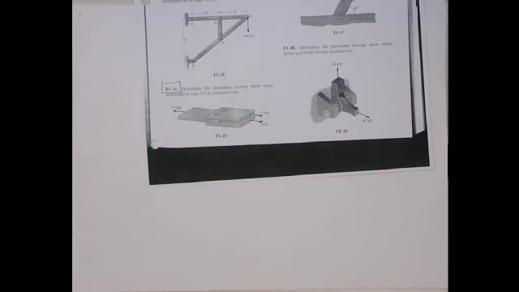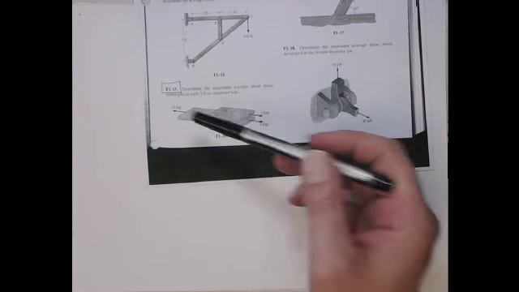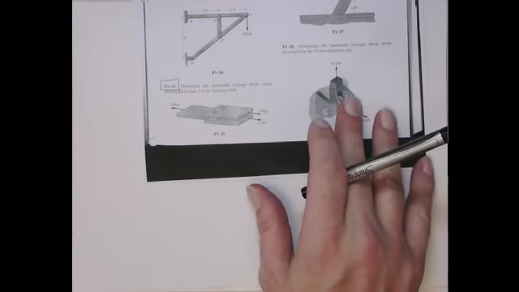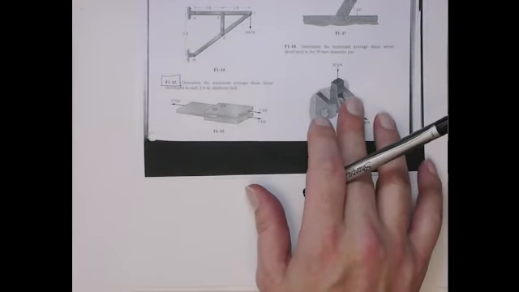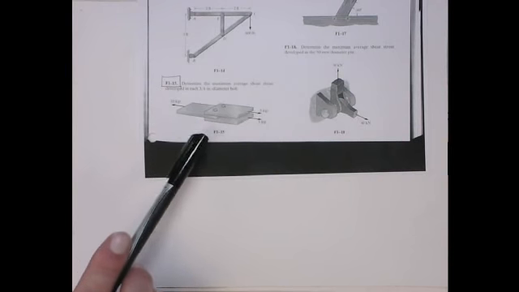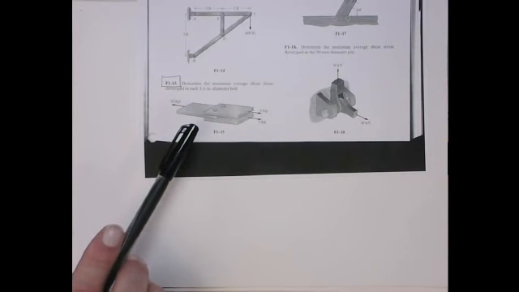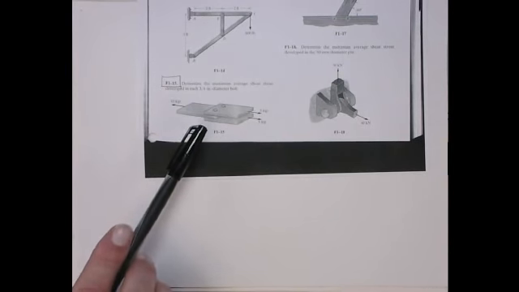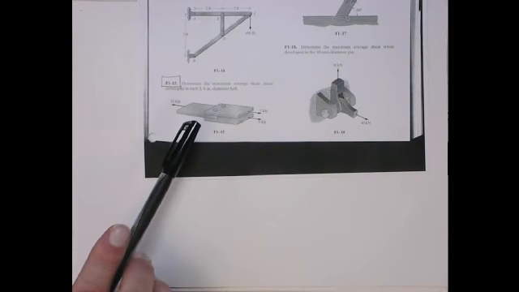Okay, so in this video we're going to solve problem F1-15 in Hibbeler. This is a pretty classic type of problem, so it's good to get used to these. Bolts very often are behaving in shear. That's the fundamental way that they fail.